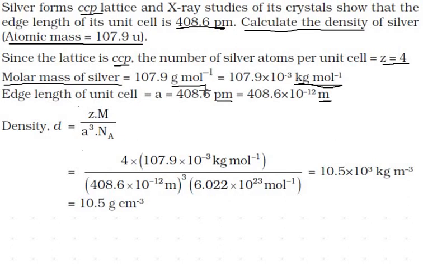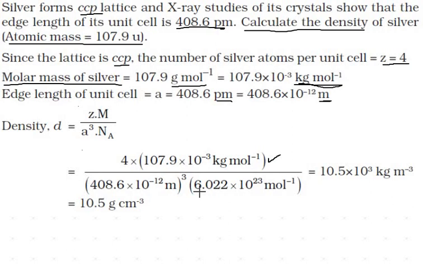That's the reason. So 1000 gram is equal to 1 kilogram. This is how this is converted. So it becomes 107.9 into 10 to the power minus 3 kilogram per mole. I hope this value is clear, how we have put this value. Then a whole cube. So a cube, the value is 408.6 into 10 to the power minus 12 whole cube, into Na. Na is the same value, the Avogadro number, 6.022 into 10 to the power 23.